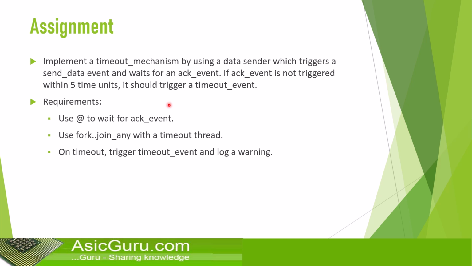I have mentioned hints also. Firstly, you can use the @ symbol to wait for the acknowledgement event. You can use the fork join_any construct to create concurrent threads. And finally, if the timeout condition is met, then you need to trigger the timeout event and display a warning. This assignment will help you in understanding your level with event control and parallel threads in SystemVerilog.